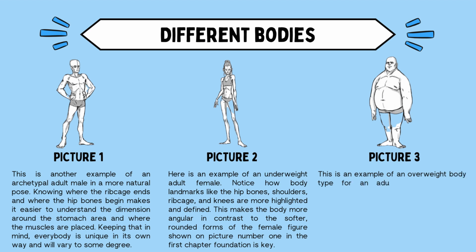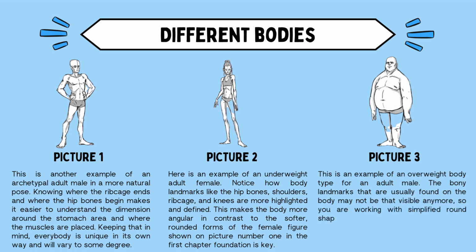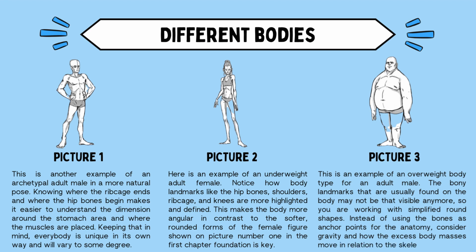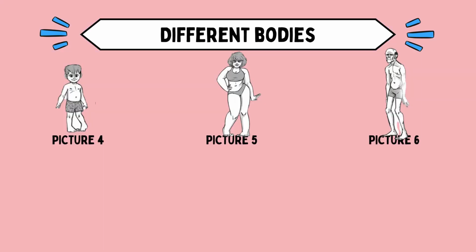This is an example of an overweight body type. For an adult male, the bony landmarks that are usually found on the body may not be that visible anymore, so you are working with simplified round shapes instead of using the bones as anchor points. For the anatomy, consider gravity and how the excess body mass moves in relation to the skeleton.